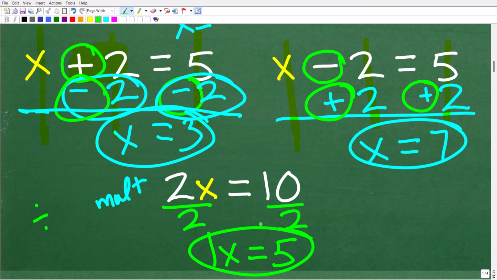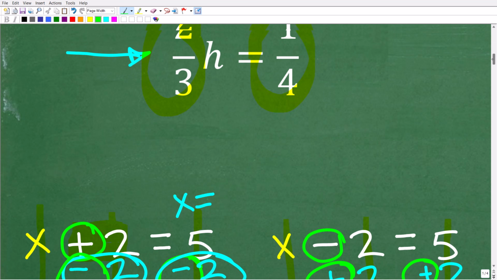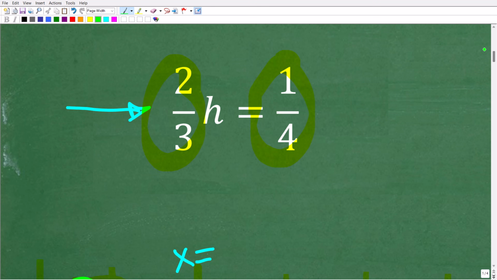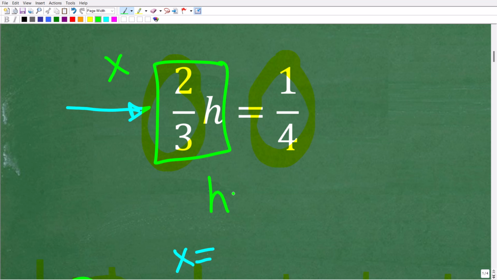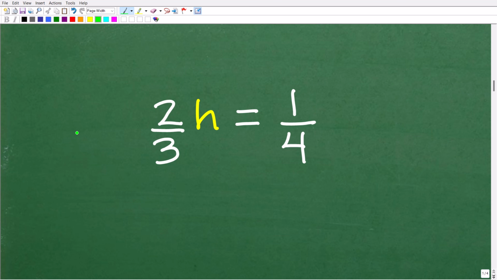Okay, so let's go ahead and keep these concepts in mind, because now we can use these concepts to solve this equation. So here we have 2 thirds times h is equal to 1/4. So what we're talking about here is multiplication. So if you think you know where I'm going with this problem, maybe pause the video and see if you can figure out what h is equal to if you didn't get the right answer in the beginning of this video. All right, so here is our problem.